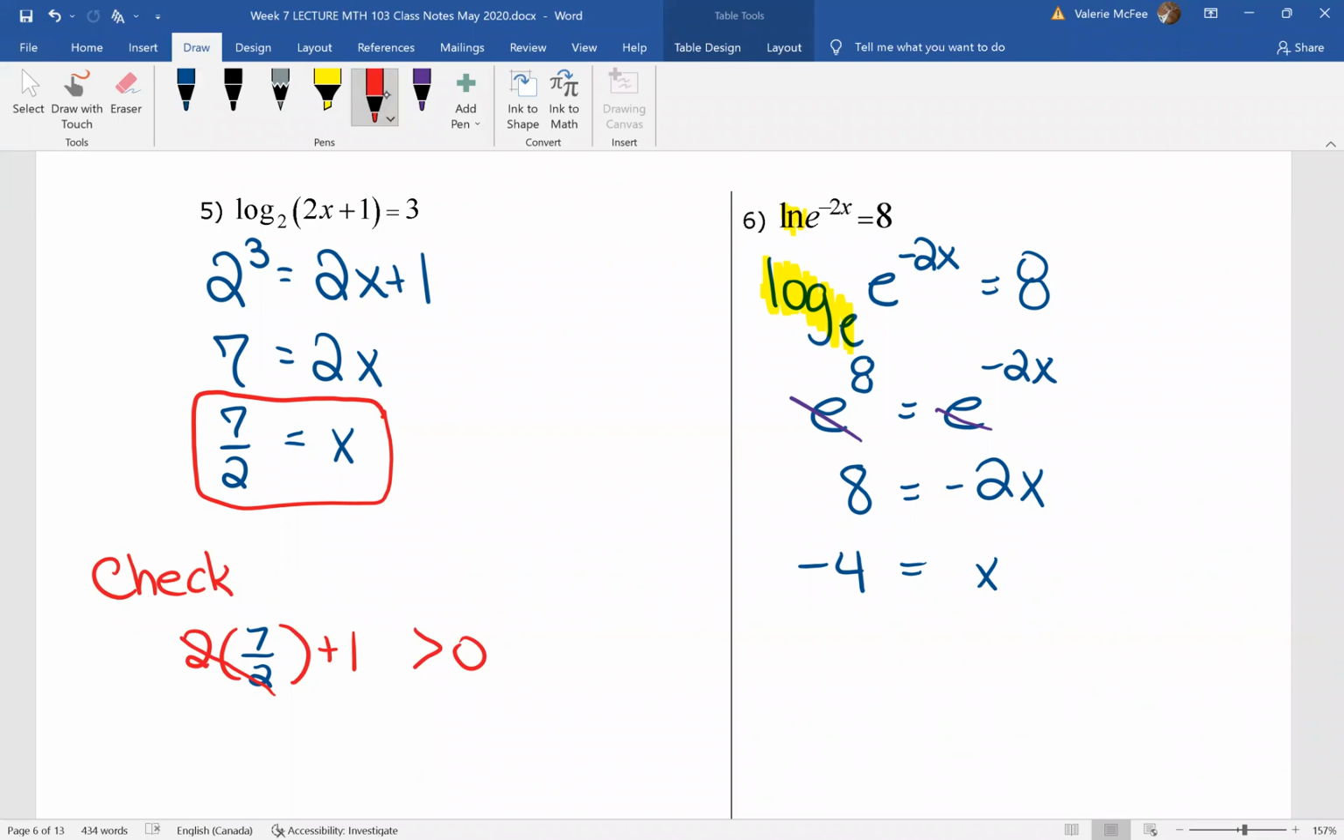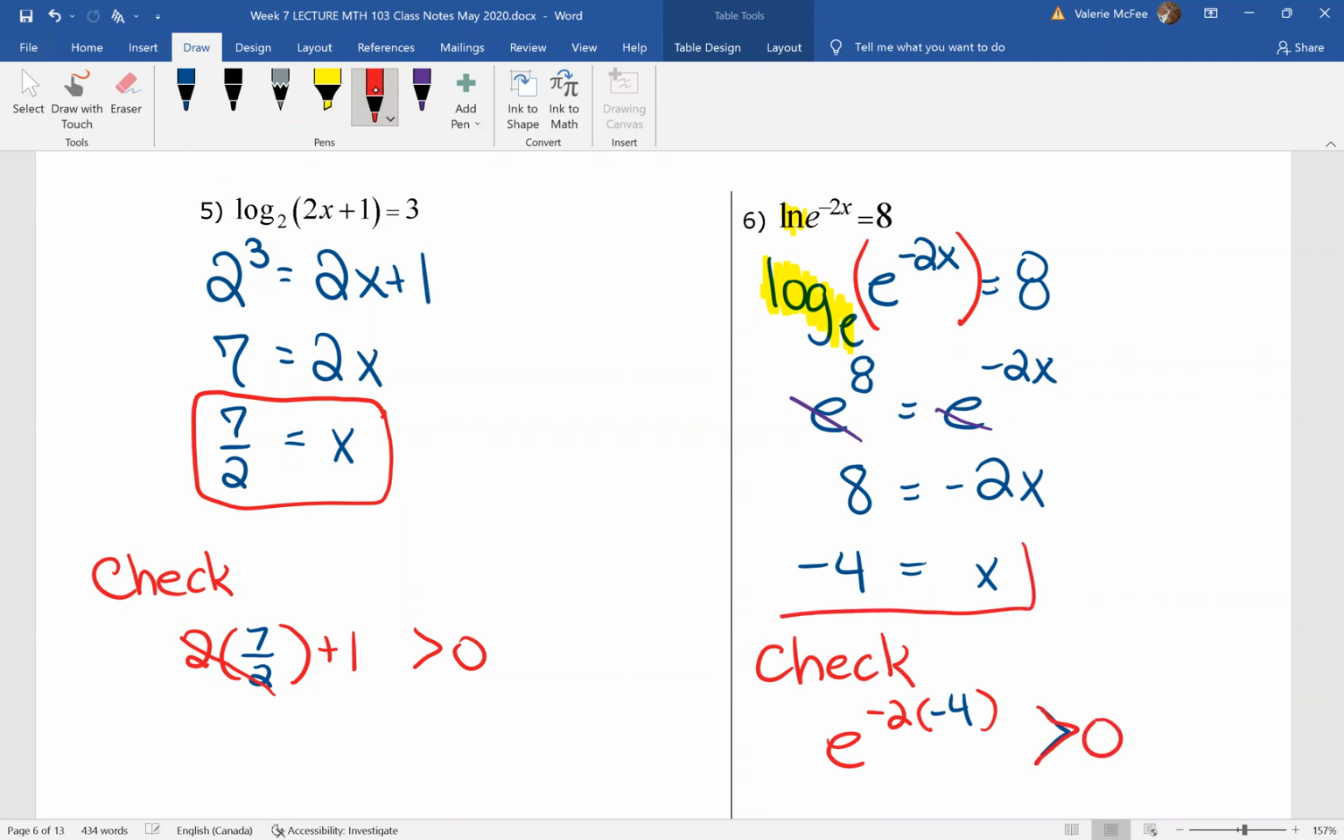That x is in our argument, right? Log base e is being applied to all of this. So we have to check our solution. e to the power of -2 times -4, that's e to the power of +8. That is greater than 0. We can keep this solution.